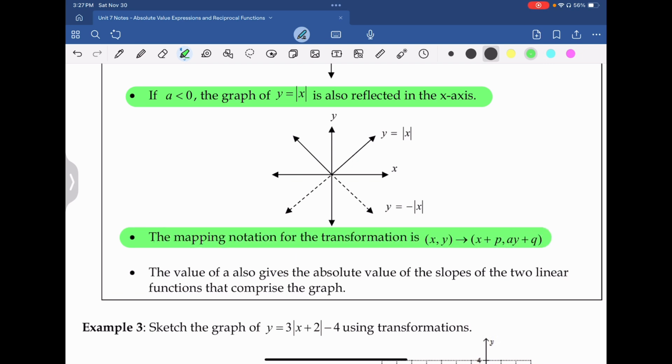The last thing I want you to highlight here, or the second last thing I should say, is that mapping notation: for any point that you might put in from the original, we always add or subtract the p value depending on what it is. We take the vertical stretch factor of a and we multiply it to y's, and then we add or subtract the q value depending if it's positive or negative. The a value also gives the absolute value of the slopes of the two linear functions. So if we take this absolute value function, we can actually get the slopes quite easily out of this, and it allows us to generalize the overall piecewise of the graph.